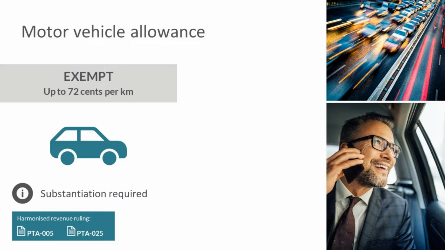For calculating a deduction for car expenses, use the cents per kilometre method in the financial year immediately preceding the financial year in which the allowance is paid or payable. In other words, if you paid it this year, you must use the ATO's rate from last year. There are two methods of substantiation which are accepted: the 12-week averaging method, which can be used for 5 years, or writing down the odometer reading at the start and end of the journey. The revenue ruling for motor vehicle allowance is PTA 5.